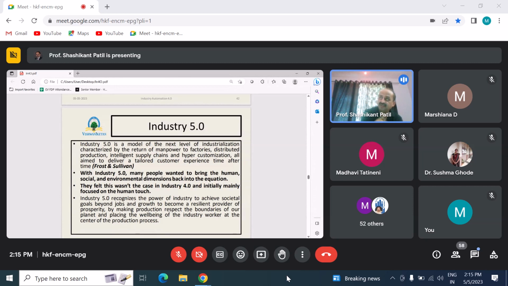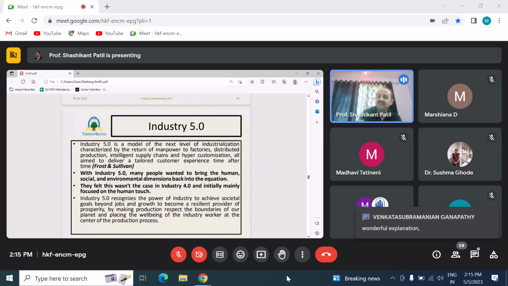So that's the reason Industry 5.0 is slowly molding, slowly grooming, slowly shaping. And what is there? They are trying to bring human touch. Industry 5.0 recognizes the power of industry or whatever technological advancement there, societal goals beyond jobs and growth to become a resilient provider of prosperity. And how are they going to achieve it? By making production respect the boundaries of our planet. We should preserve our mother nature, planet earth, and placing the well-being of the industry worker at the center of the production process.